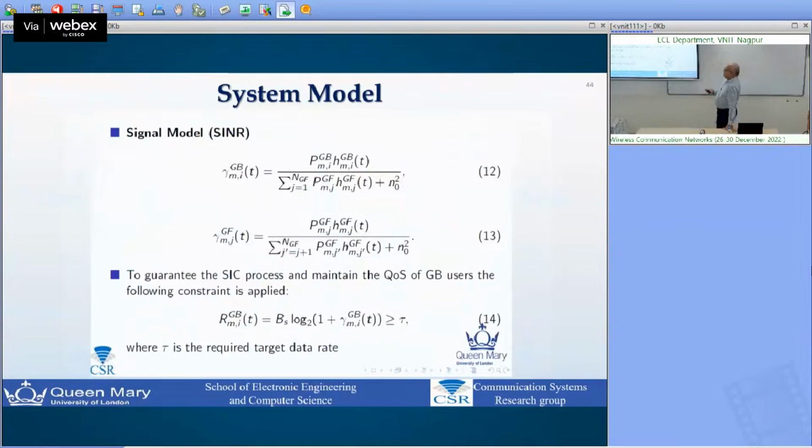So now, the priority is for grant based. Therefore, for grant based we have the target data rate constraint. The quality of service must be maintained. That is the constraint to be met. So first, the grant based quality of service is maintained. The remaining we are going to use for grant free.